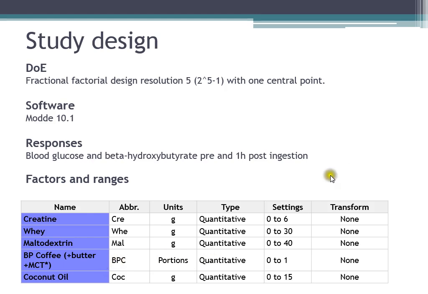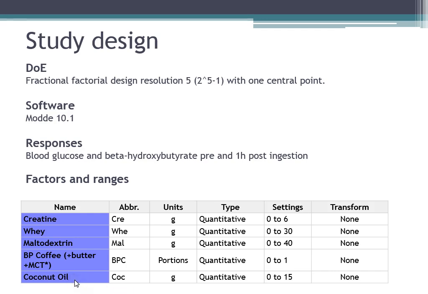And you can see that we varied creatine from 0 to 6, whey protein up to 30 grams, maltodextrin up to 40 grams. Bulletproof Coffee was from 0 to 1 gram, or portions, it was one portion or not one portion. So that is coffee with the butter and the MCT oil, and you can find the recipes here. The MCT oil used in both cases was Brain Octane, and you can find the Bulletproof recipe here. If you download the PowerPoint, you can click on the link. We probably can just search on this name as well.